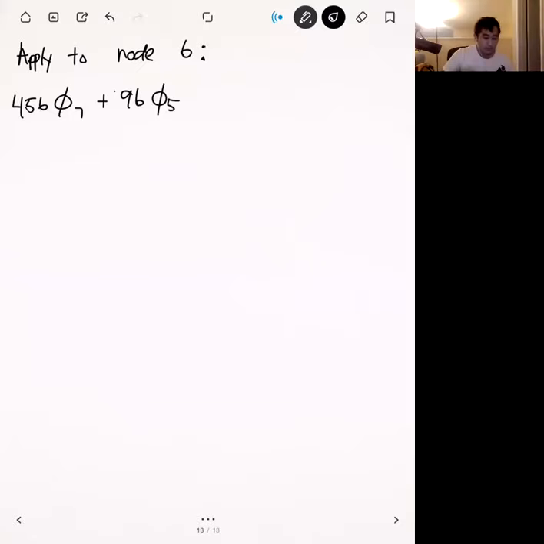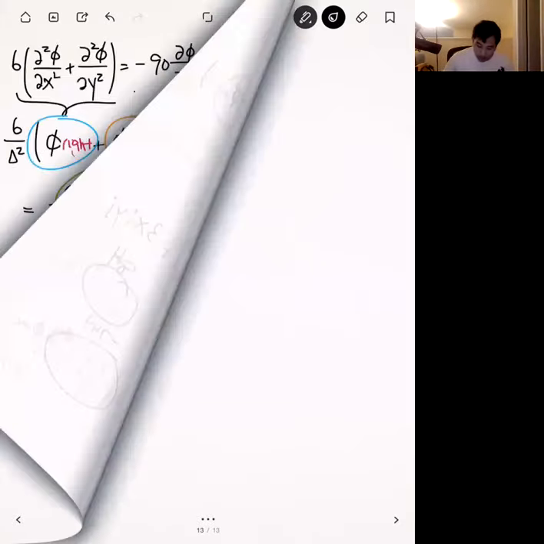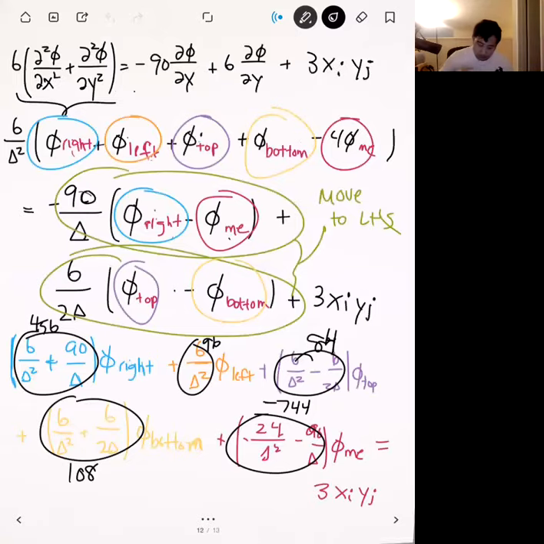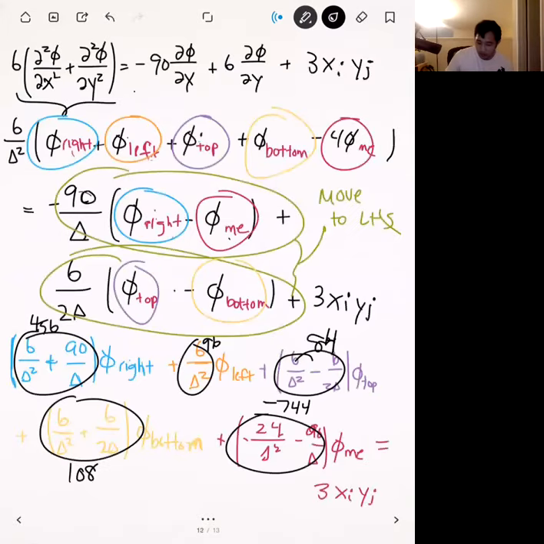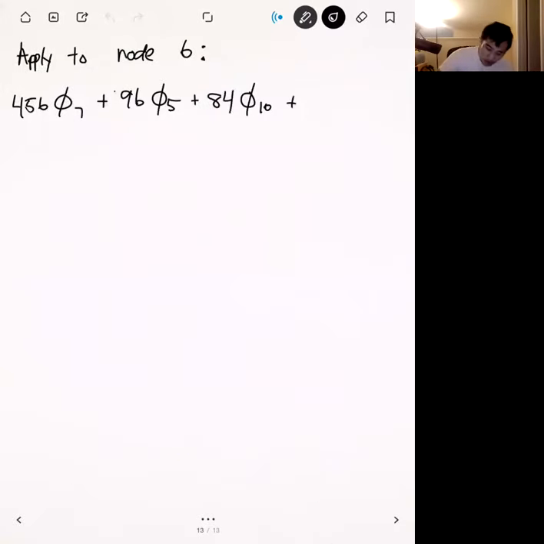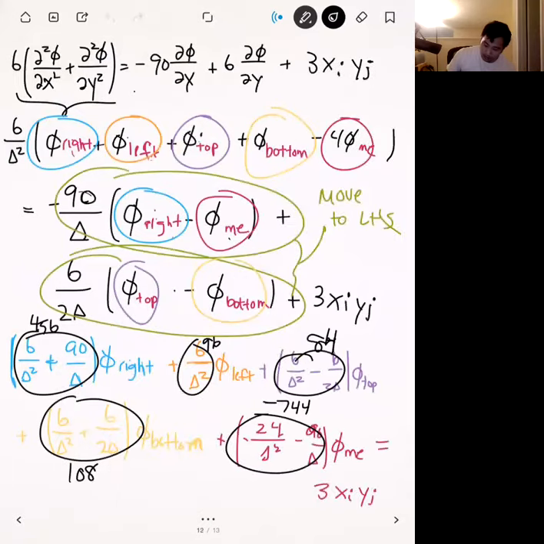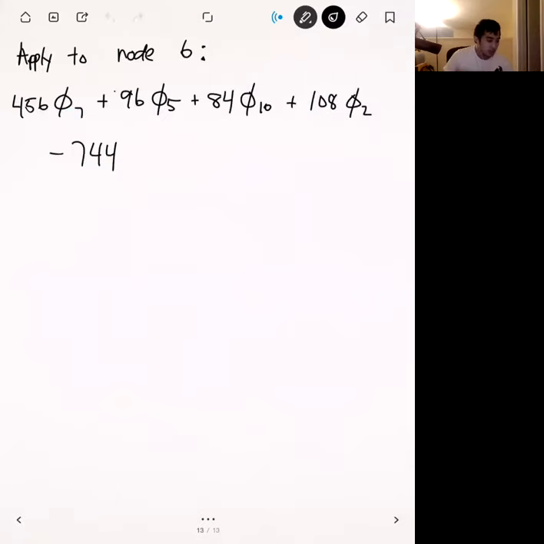Okay. Next, we have the top neighbor, which is going to be plus 84. And so the top neighbor for node number 6 is phi 10. Okay. Then we have the bottom neighbor. And so the bottom neighbor's coefficient is 108. So we get 108. And then the bottom neighbor for node number 6 is phi 2. Okay. Then we have a 744, right? Minus 744 phi me. And so phi me in this case is phi 6.